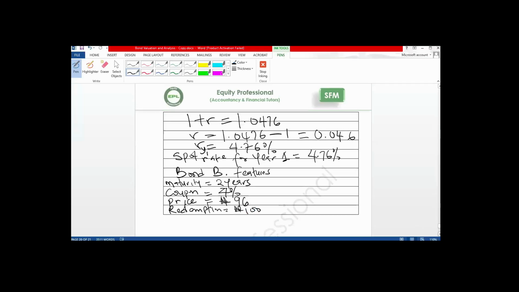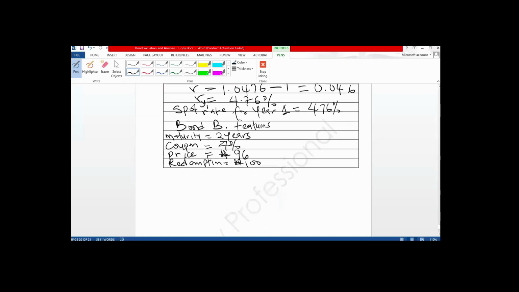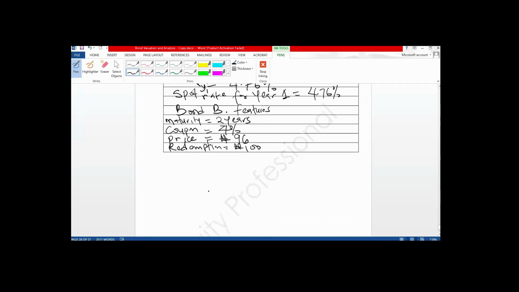Next, get the expected cash flow from bond B.